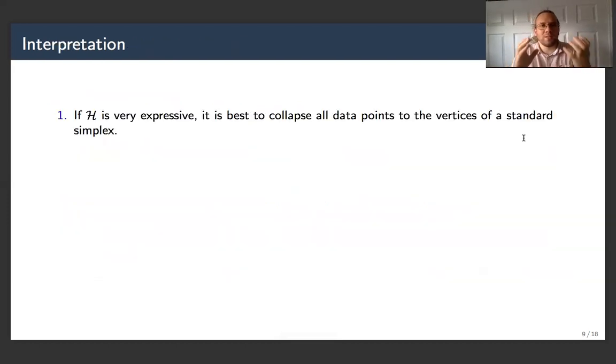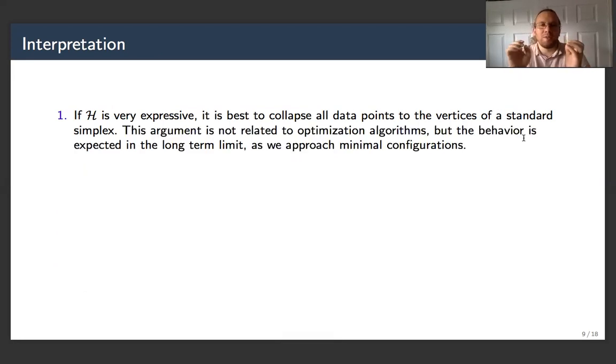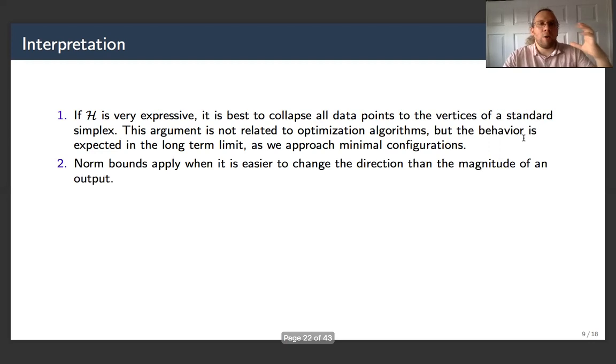So if H is very expressive, it is best to collapse all points to the vertices of a standard simplex. And we note that this argument is not related to optimization algorithms. So this is pure energy minimization. So asymptotically, it should be true for an optimization algorithm which discovers minimal geometries. However, we obtain this result under the assumption of norm bounds.